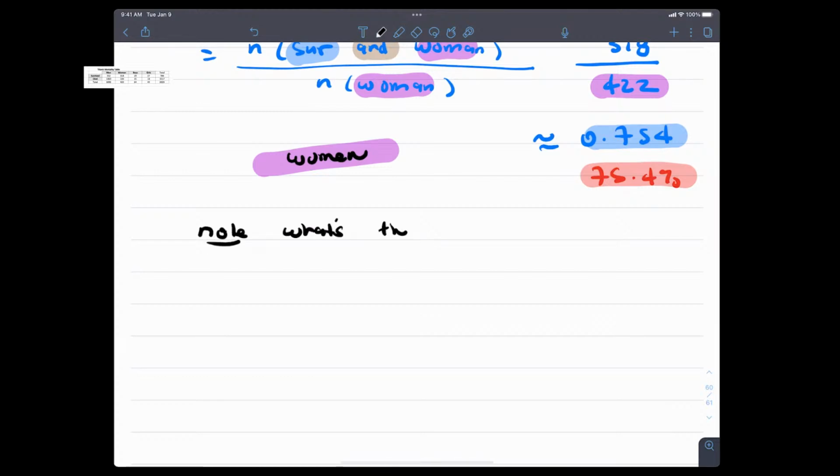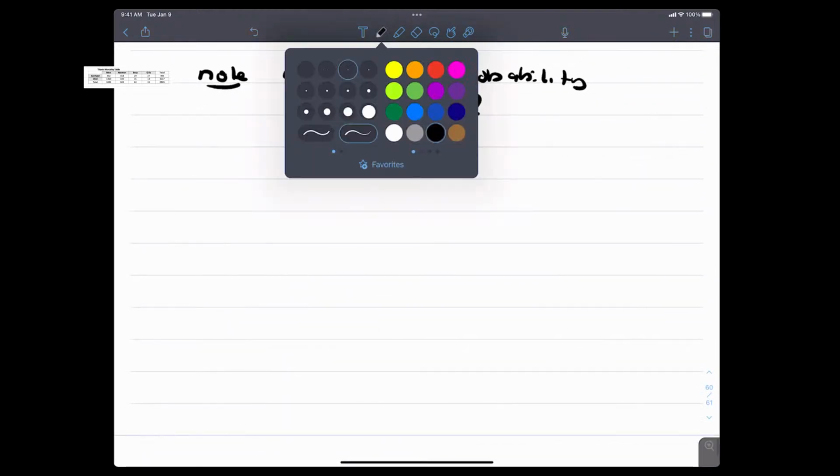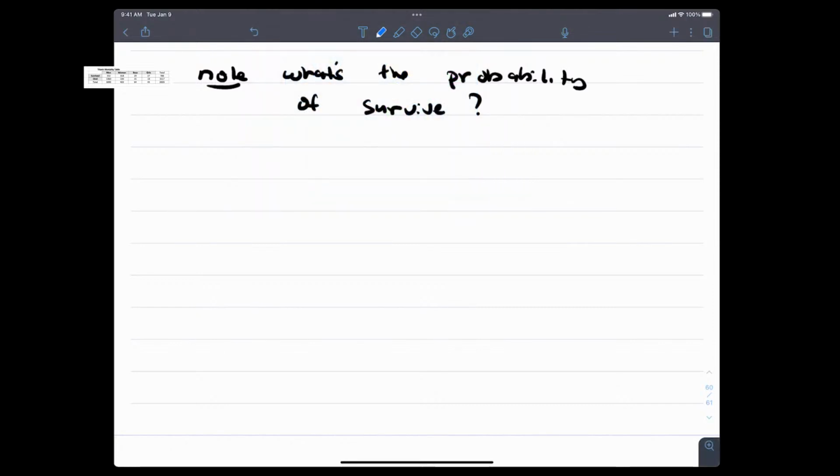What's the probability of surviving in general? Of just surviving. You're not looking at any group in particular. You're looking at overall, the whole total there. I want you to look at the difference in definitions. The probability of surviving is the number who survive out of the what? Total.